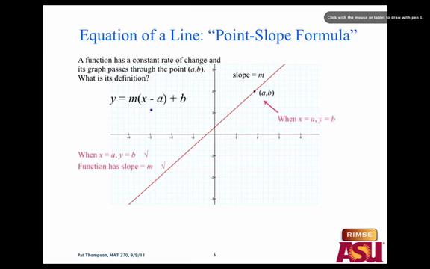So does it go through (a, b)? If we plug in a for x, this is 0, and y equals b. So check. Function has slope m? Check. Okay, and just remember that that m is a value loaded with meaning, right? Loaded with meaning, that is our constant rate of change.